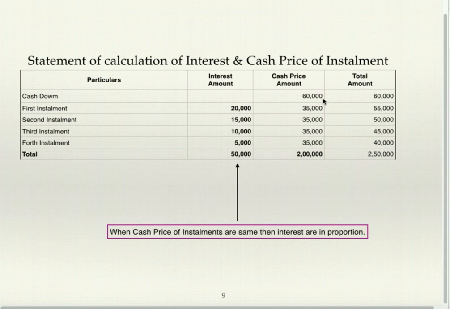Now see again the statement: 60,000, 55,000, 50,000, 45,000, 40,000. Cash price is 35,000 plus down payment. Total cash price is 2 lakh. Total of installments is 2,50,000. 2,50,000 minus 2 lakhs is total interest. This also we have seen: I 5,000, 2I, 3I, 4I. 5,000, 10,000, 15,000 and 20,000. These are the interest. When cash price of installments are same, the interest are in proportion. 5,000 into 2 into 3 into 4. Very, very important.